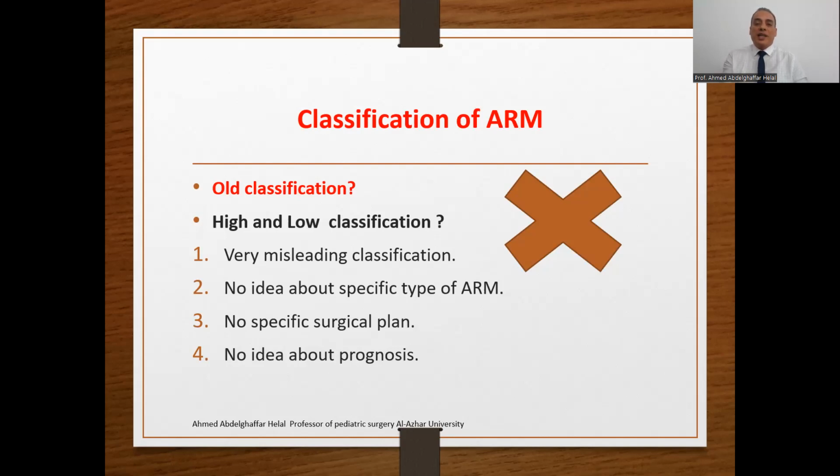What is the importance of this classification? Number two, this classification does not give any idea about the specific anatomical type of anorectal malformation. Number three, no idea about a specific surgical plan, whether to open the child by posterior sagittal approach or whether this case will need an abdominal or laparoscopic approach. Also, this classification gives no idea about the prognosis of the child regarding urinary and bowel control. So the old classification is not used nowadays.